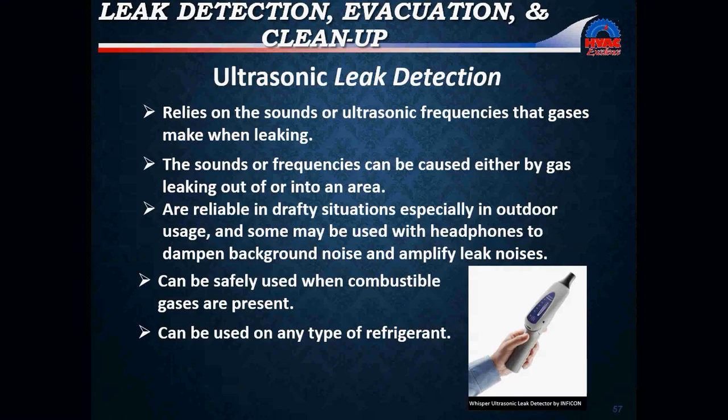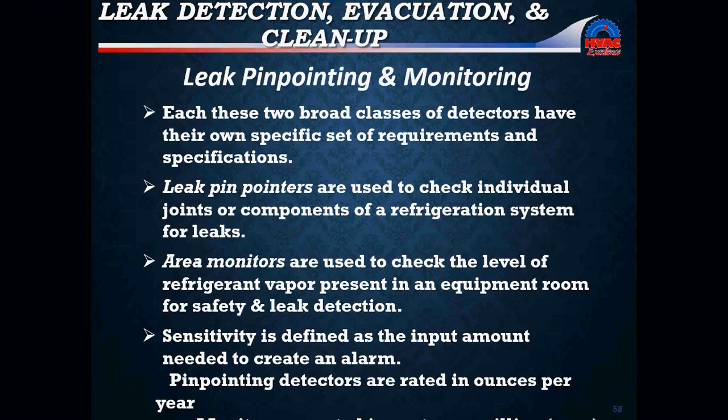Each detector has a sensitivity measurement or adjustment for small and large leaks. Some readouts may be in decibels. It can be either analog or digital. Others will have a beeping sound that increases in intensity or frequency closer to the leak. Gases that leak in, such as a vacuum leak, are not as easily detected as gases leaking out. When it comes to pinpointing a leak and monitoring, each of these two broad classes of detection has its own specific set of requirements and specifications.